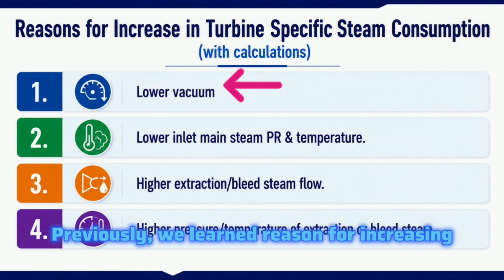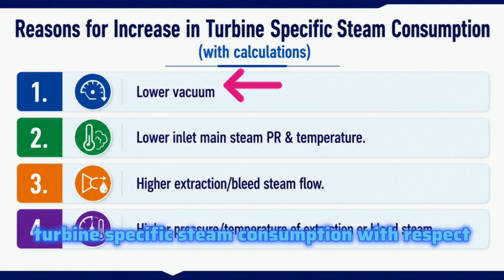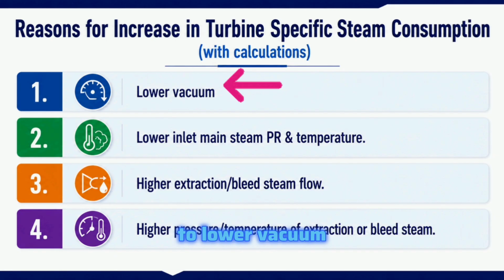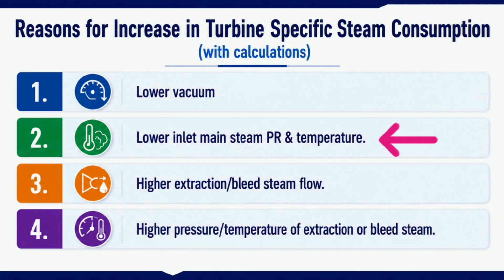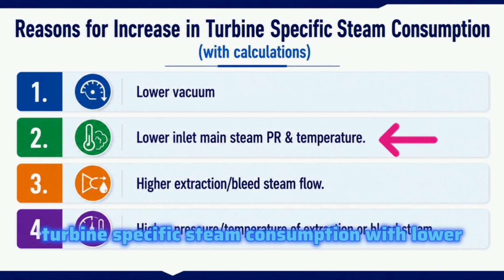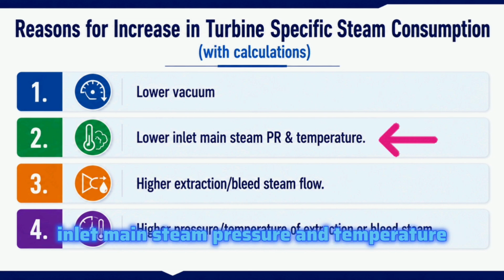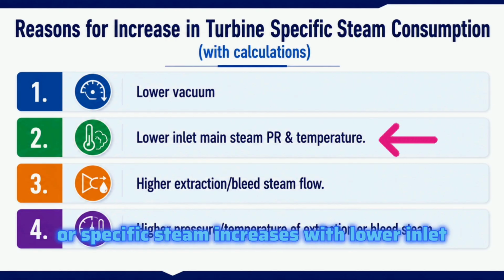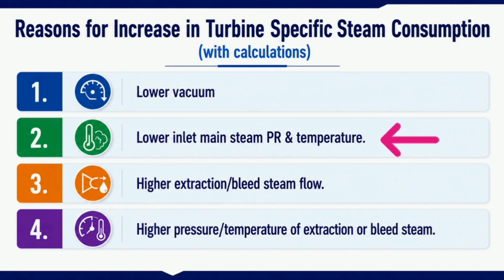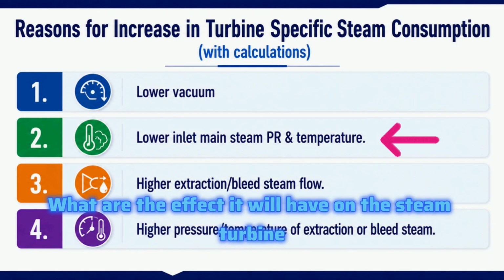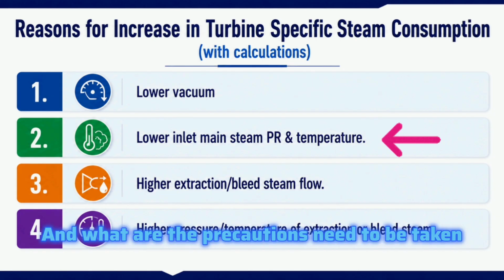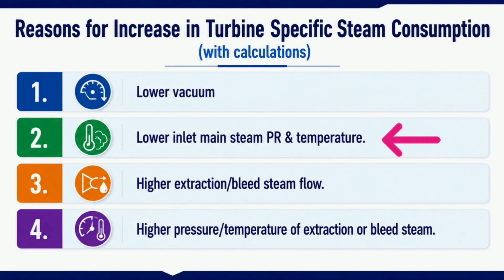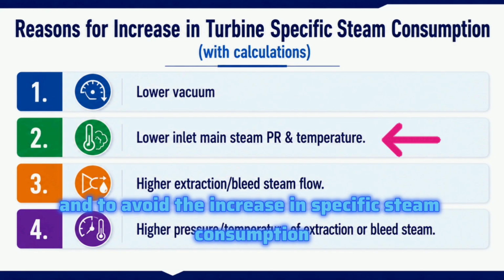Previously, we learned the reason for the increase in turbine specific steam consumption with respect to lower vacuum. Today we will learn the reason for increasing turbine specific steam consumption with lower inlet main steam pressure and temperature. How much does specific steam increase with lower inlet main steam pressure and temperature? What effect will it have on the steam turbine? What is the cause, and what precautions need to be taken by the operator by monitoring, to avoid the increase in specific steam consumption?